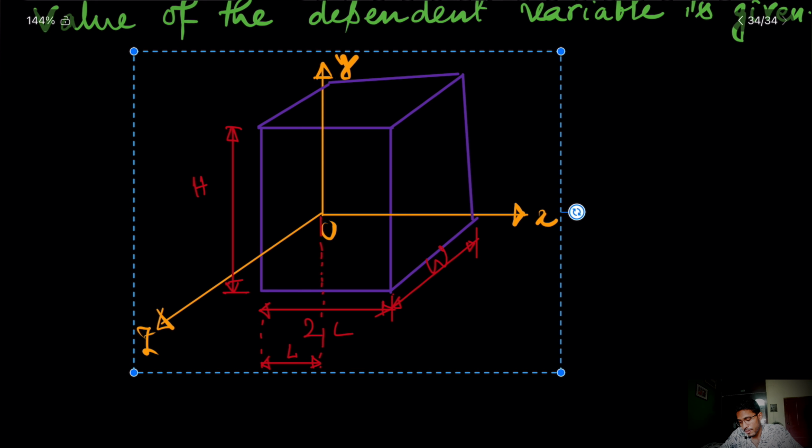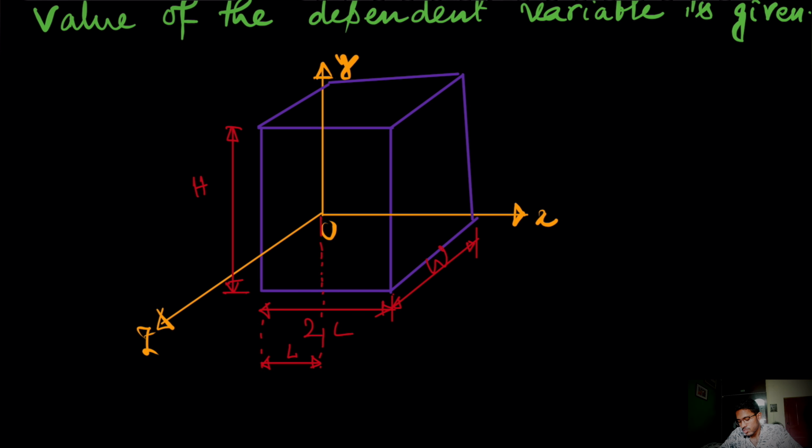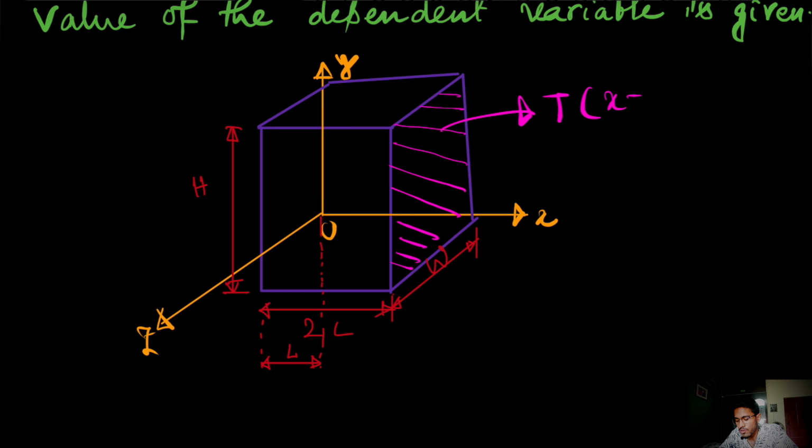Let me paste here. Okay, fine. So I can say that at x equal to L, that is this phase, and what is my dependent variable? That is the temperature. So my T at x equal to L is maybe some T2.